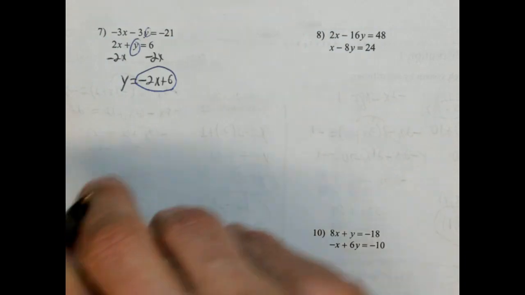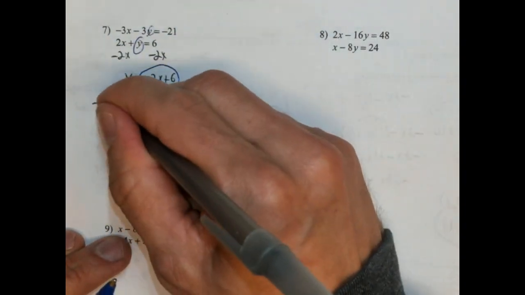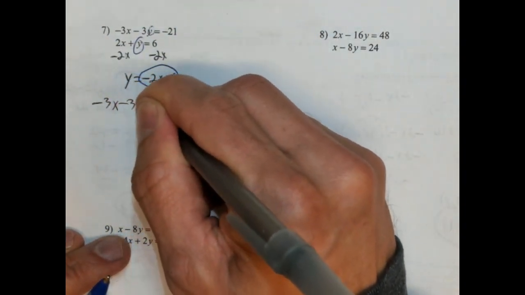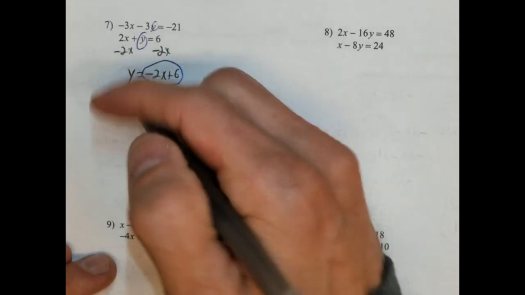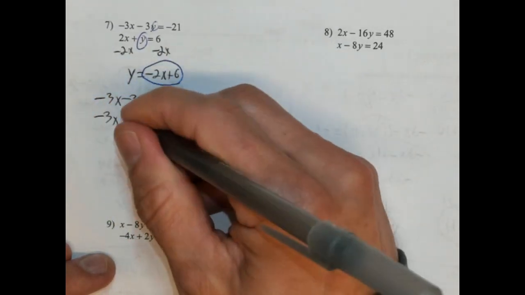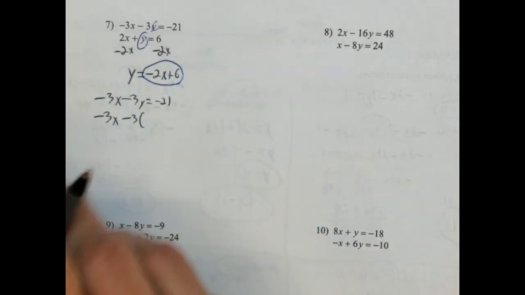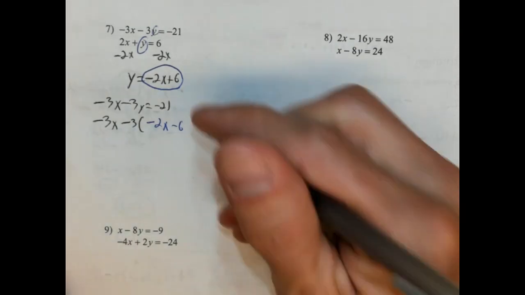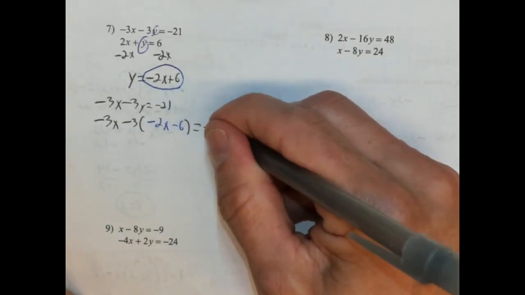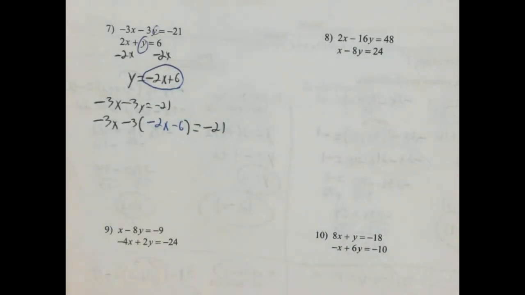Okay. So we're going to rewrite this equation, negative 3x minus 3y equals negative 21. And now we're going to replace this y with this expression. So negative 3x minus 3 parentheses, negative 2x minus 6, equals negative 21. And now we're just going to solve.